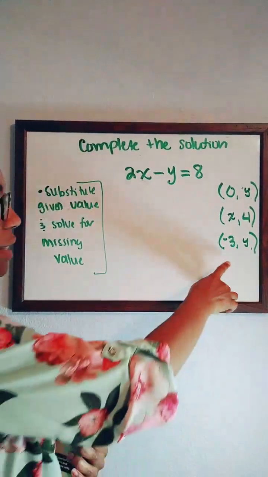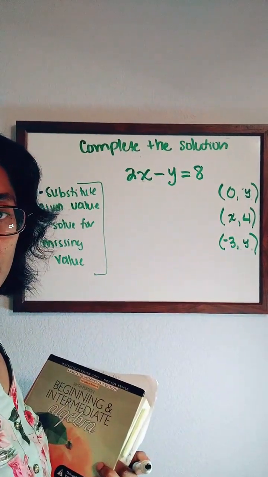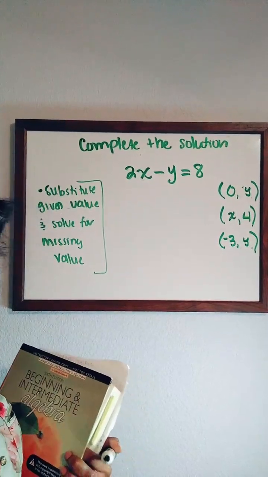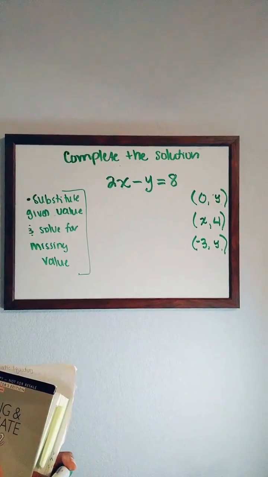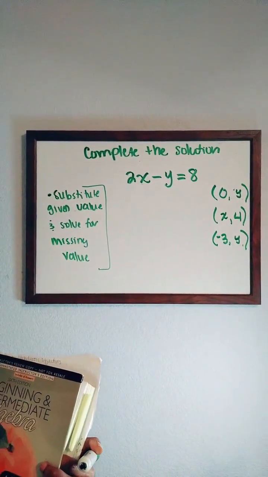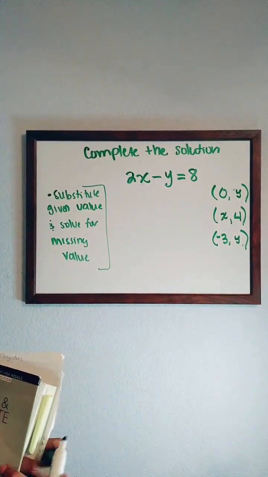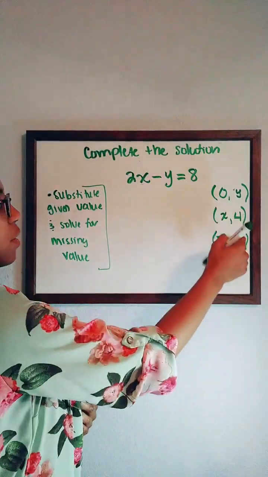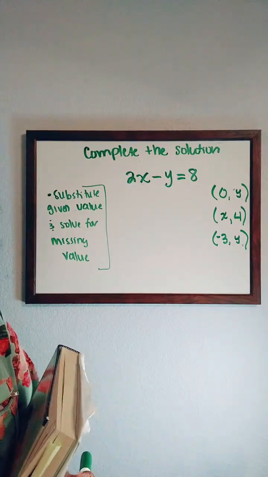Y'all can't see this number right here? Oh, okay. Is that better? Okay. My bad. I'm sorry. Can y'all see all the numbers now? So this is a 0, this is a 4, and this is a -3. Perfect? Okay. Y'all good? Okay.